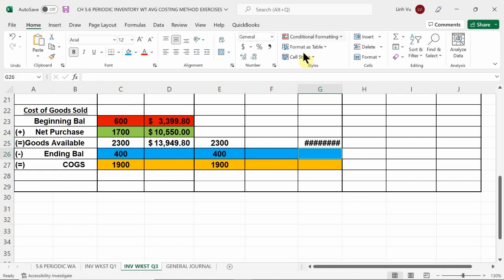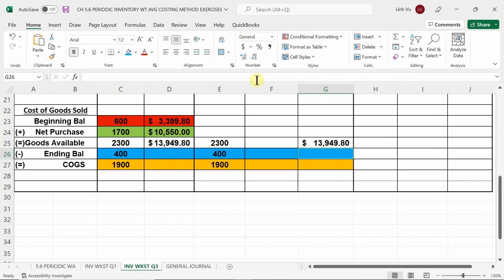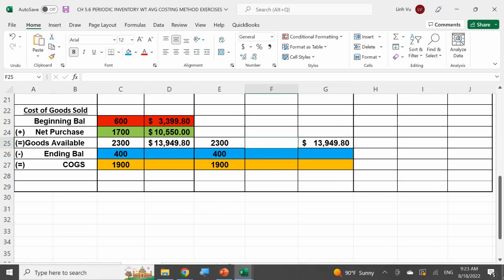The total cost is $13,949.80, right? So I can solve for my average cost right here. What is $13,949.80 divided by the 2,300 units? What is my average cost going to be here? $6.06513.